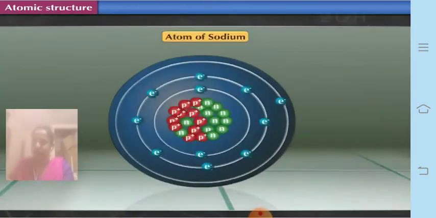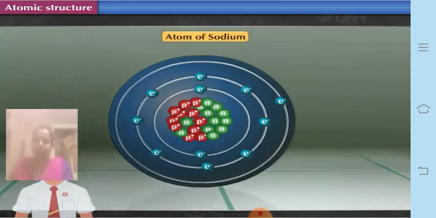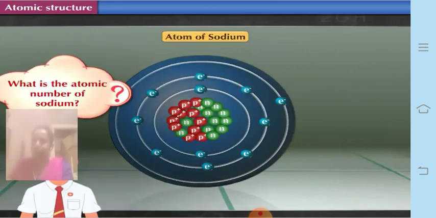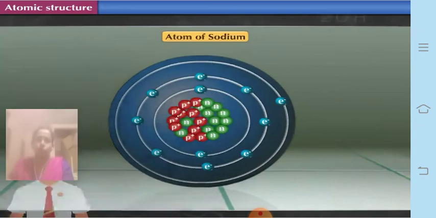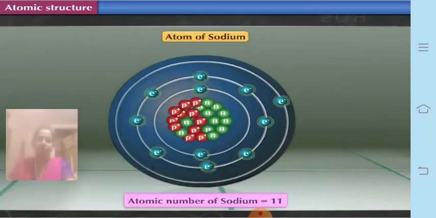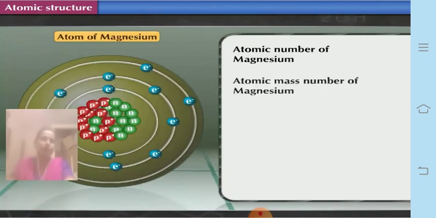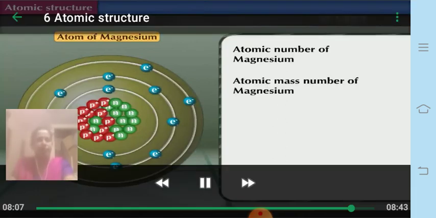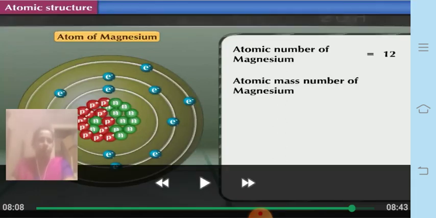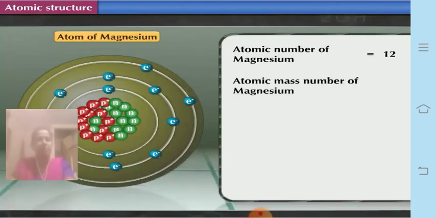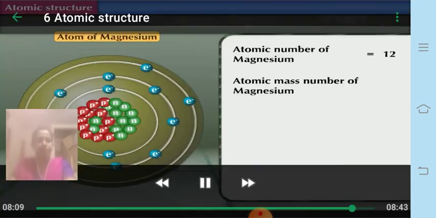Let us see now the next one: sodium contains 11 electrons. What is the atomic number of sodium? So the atomic number of sodium is 11. That means the number of protons is equal to the atomic number. For magnesium, the atomic number is 12, and the atomic mass number of magnesium is 24.